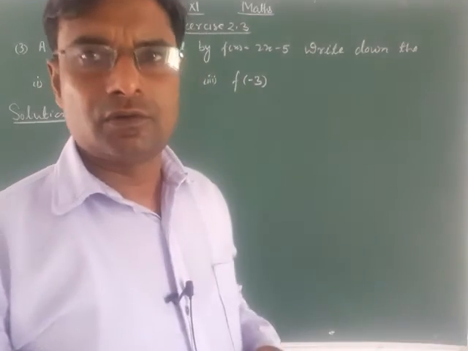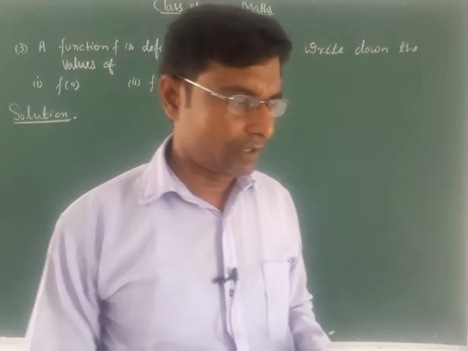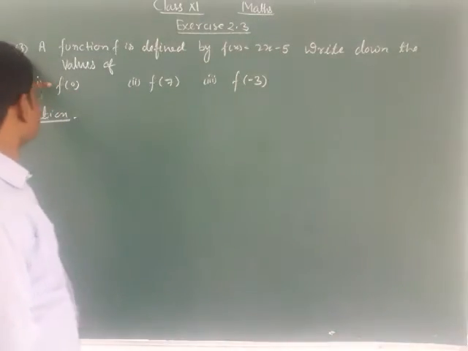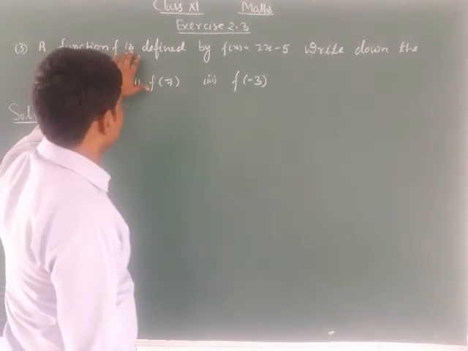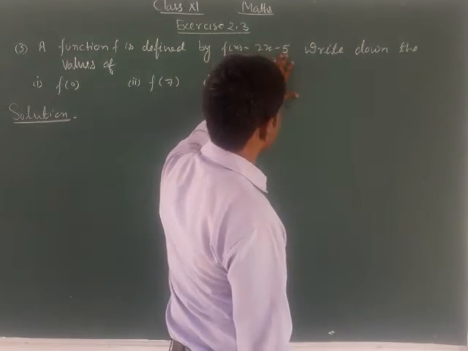Dear student, today I will solve the remaining questions of exercise 2.3. Question number 3. A function f is defined by f(x) = 2x - 5.